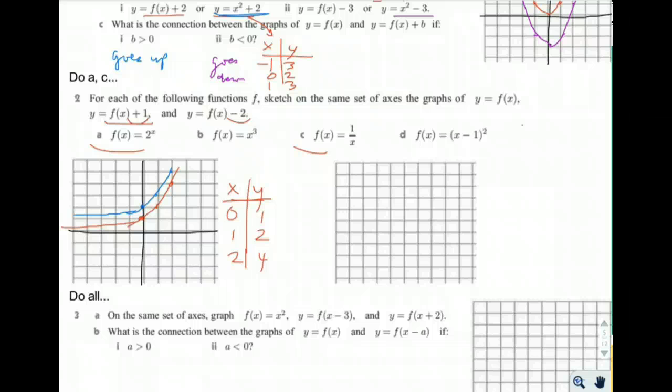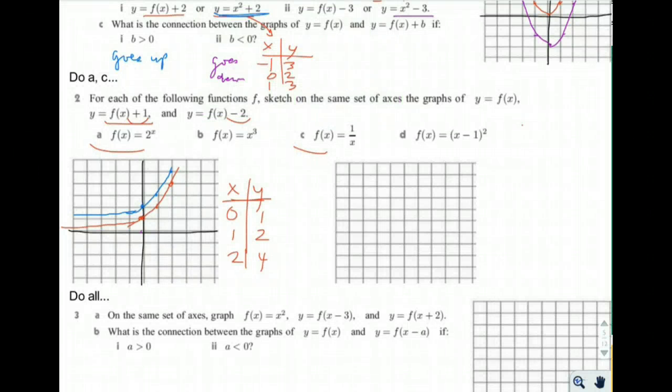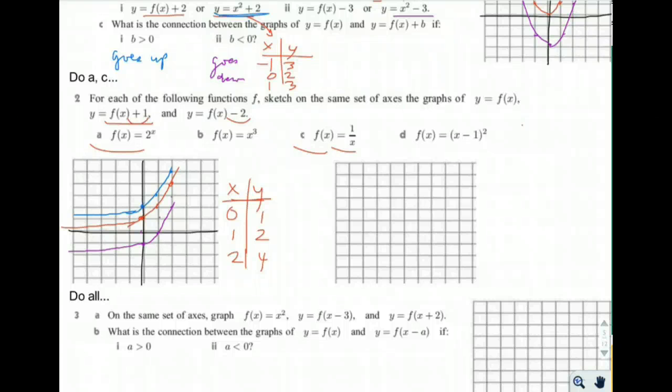What about f of x minus 2? What would that look like? Well, that would just be all the points would be 2 units lower than they are here. So you would have an exponential function that looks kind of like that with an asymptote at y equals negative 2. Okay, now let's do this function here, 1 over x.